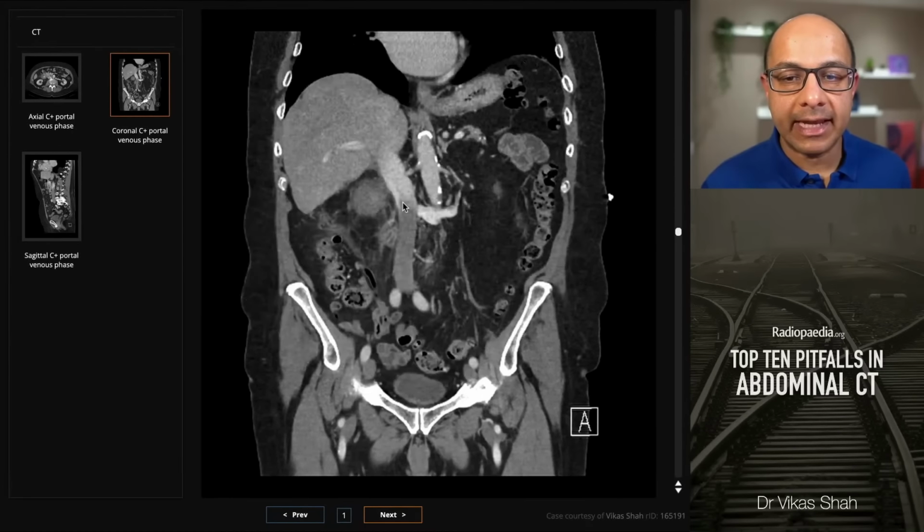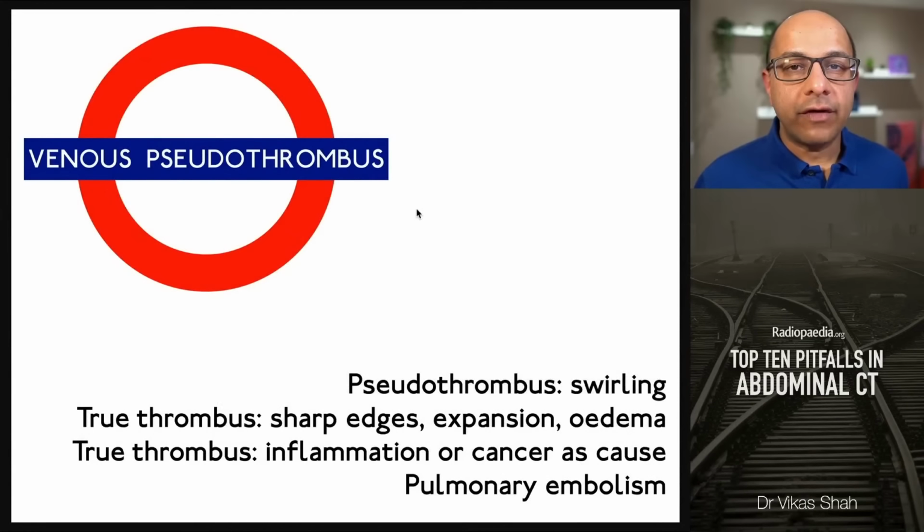And you see this typically in a more earlier phase of enhancement. So this is a pseudo-thrombus, and there are a few clues to make sure that you don't mistake this for true thrombus. One is that swirling pattern you see where the blood from the opacified veins, such as renal veins, mixes with the unopacified blood. Sometimes you see a more lamellated appearance. Remember also that true thrombus will have sharper edges, and the downstream organs will have expansion or edema.